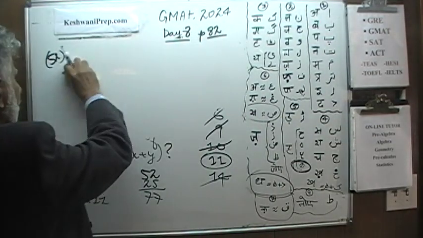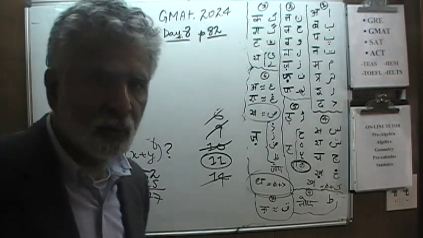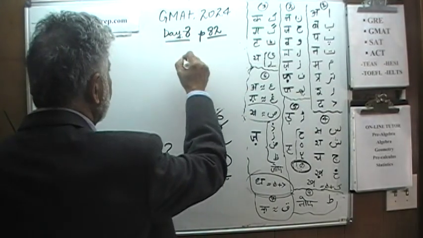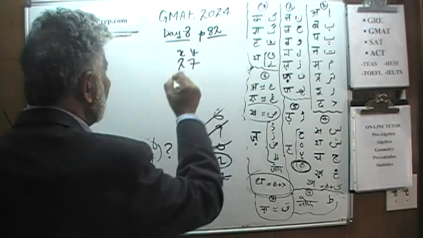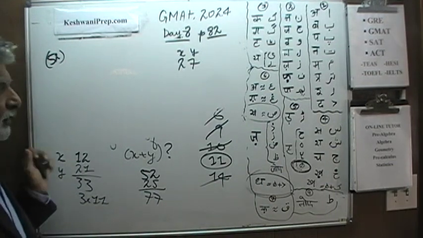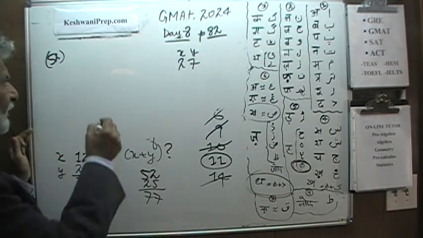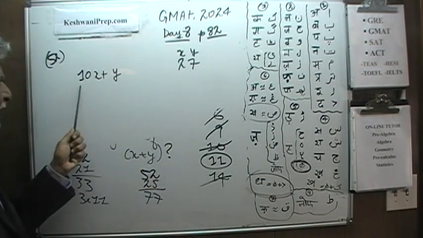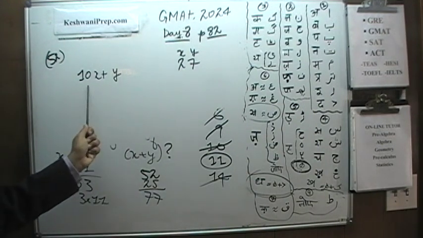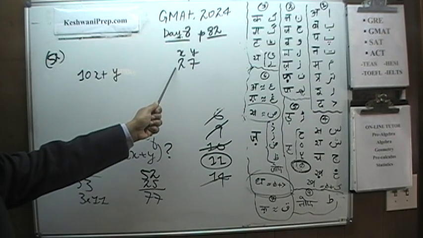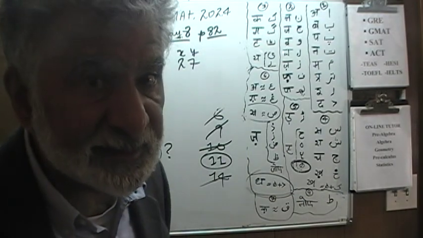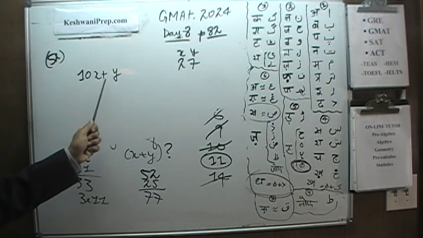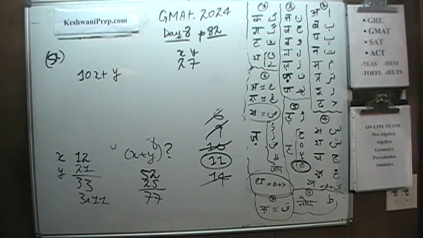In order for us to do it algebraically, we have to first understand how to represent a two-digit number algebraically. For example, if I have 27, then x is 2 and y is 7. How do I represent it algebraically? X is a tens digit, which means it's going to be 10 times x plus y. As you can see, 10 times 2, because it's a tens digit, is 20, plus y, which is 7. There you go, that's how you represent 27.